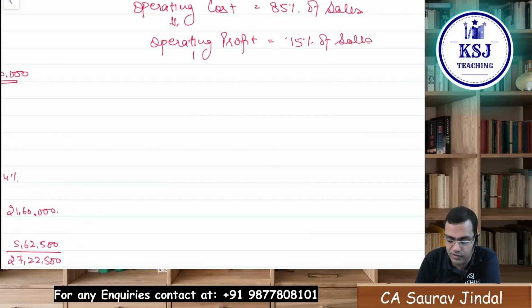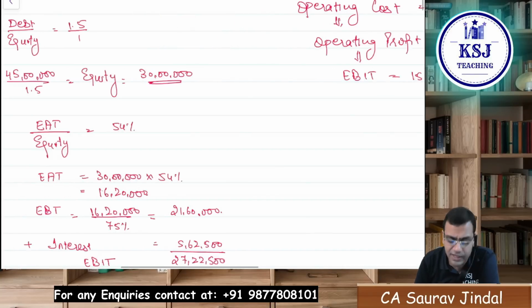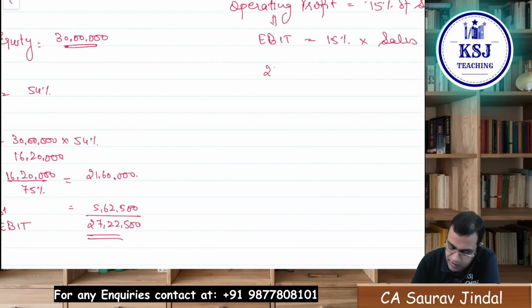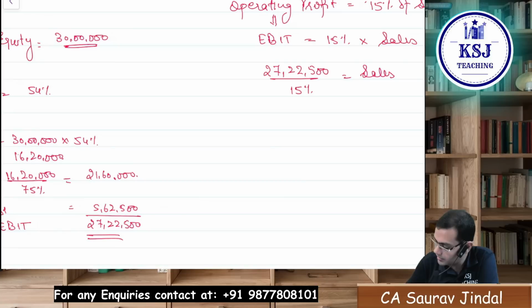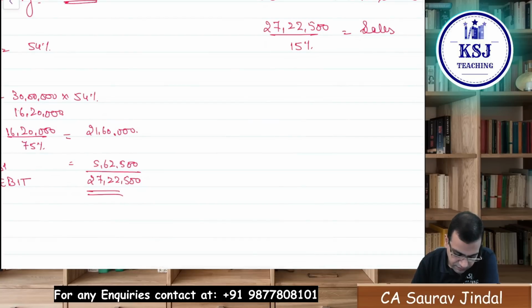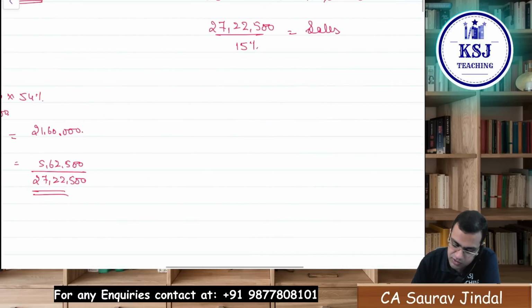Now what is operating profit? Operating profit is nothing but your EBIT. EBIT is 15% of sales, right? The value of EBIT do you have? Yes, sir. The EBIT value we have, sir, 27 lakh. So 27 lakh 22,500 divided by 15%, I will get the sales, right? So I am getting a sales of how much, sir? 1 crore 81 lakh 50,000. So sales here is 1 crore 81 lakh 50,000.